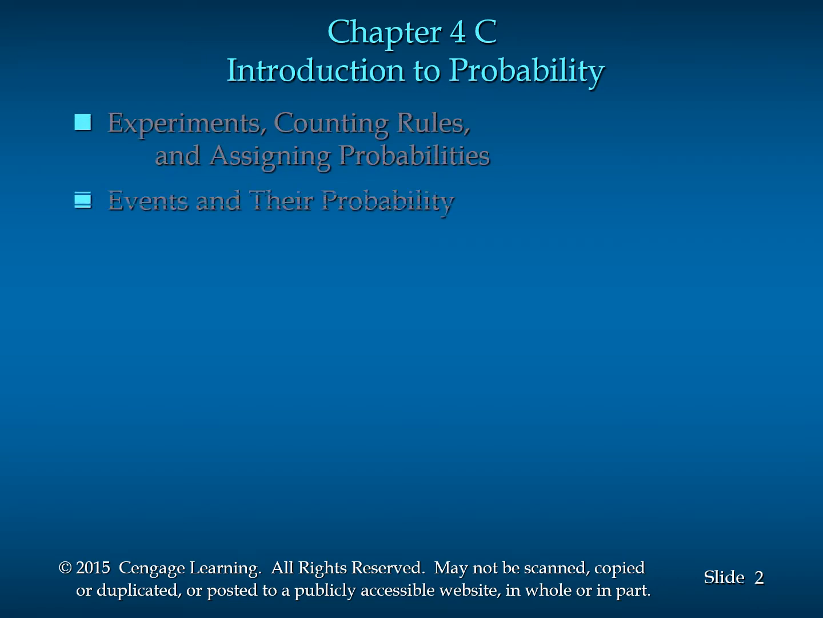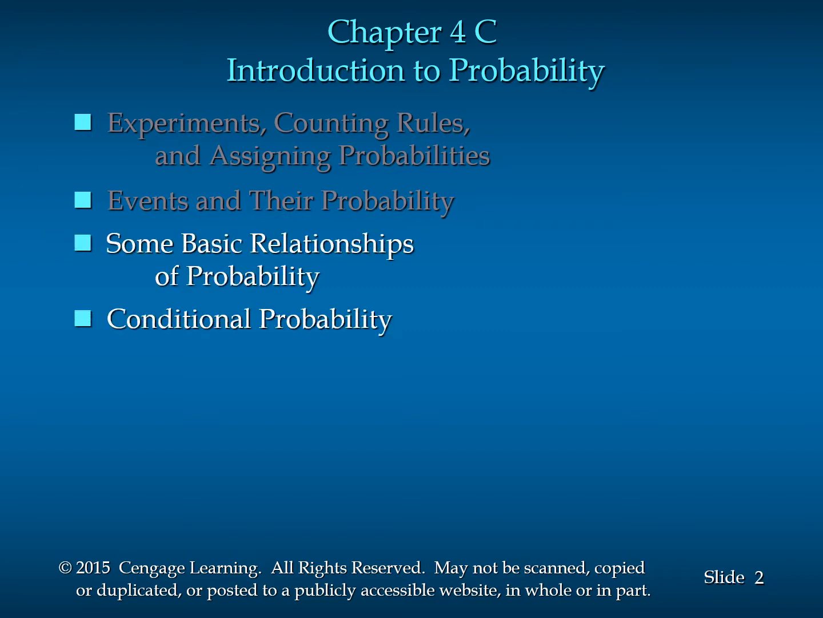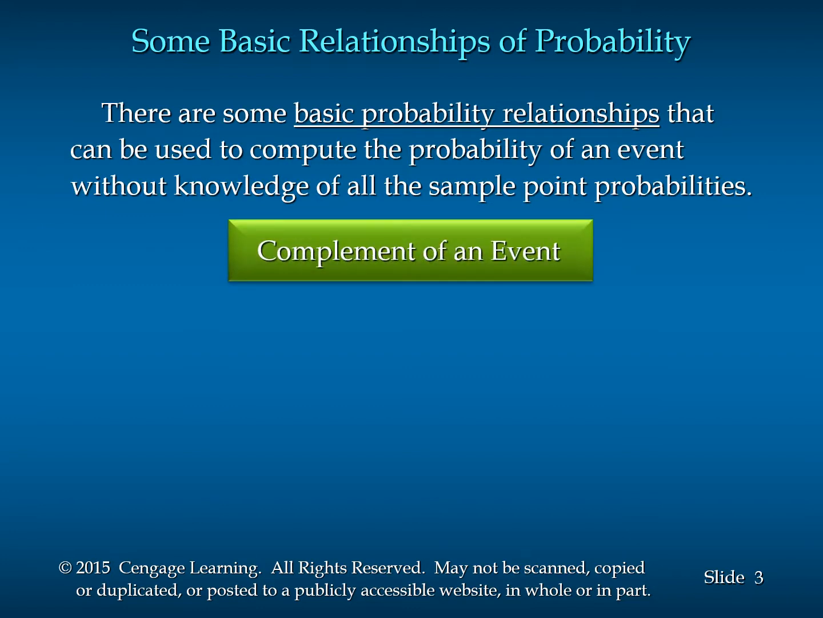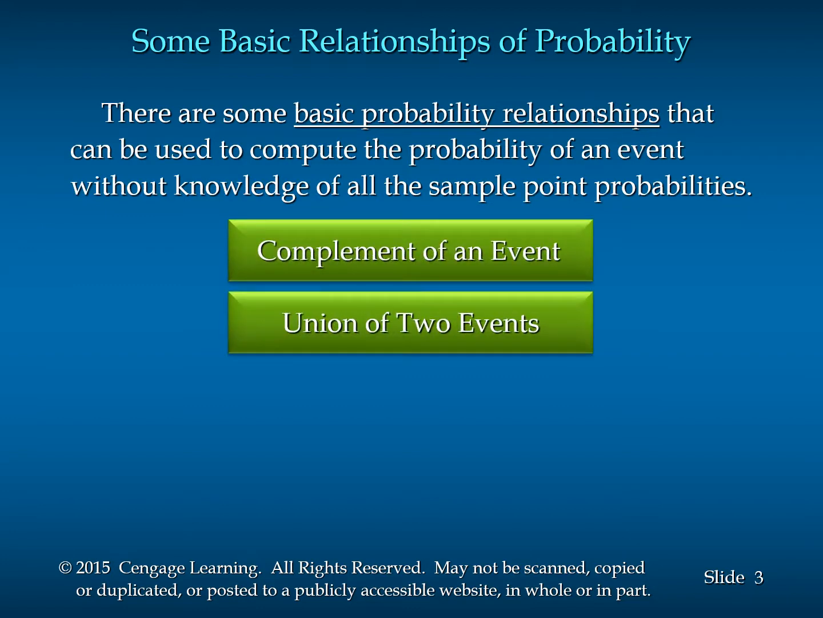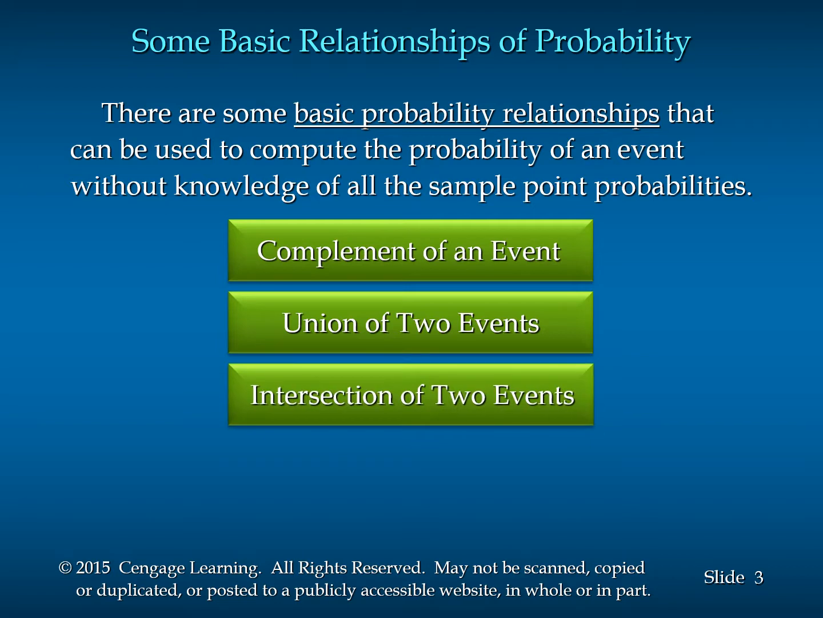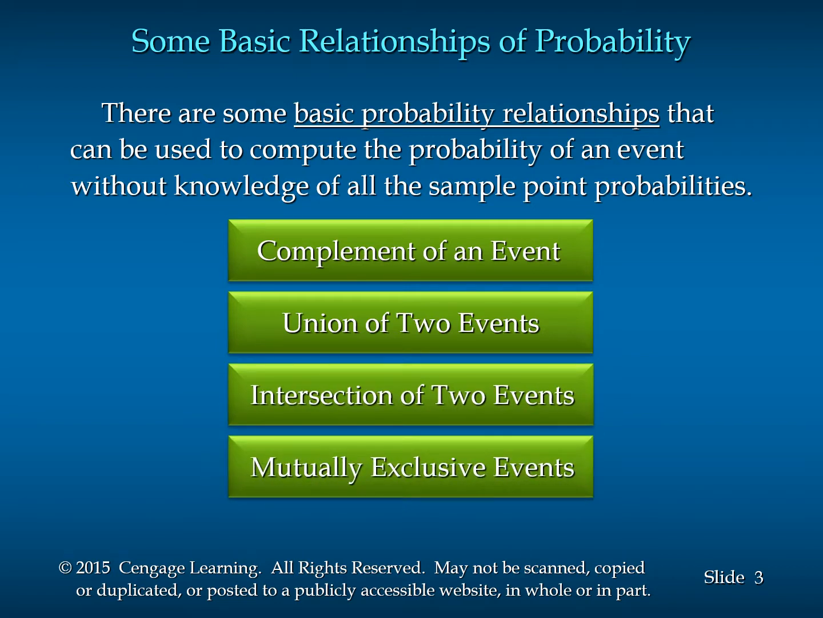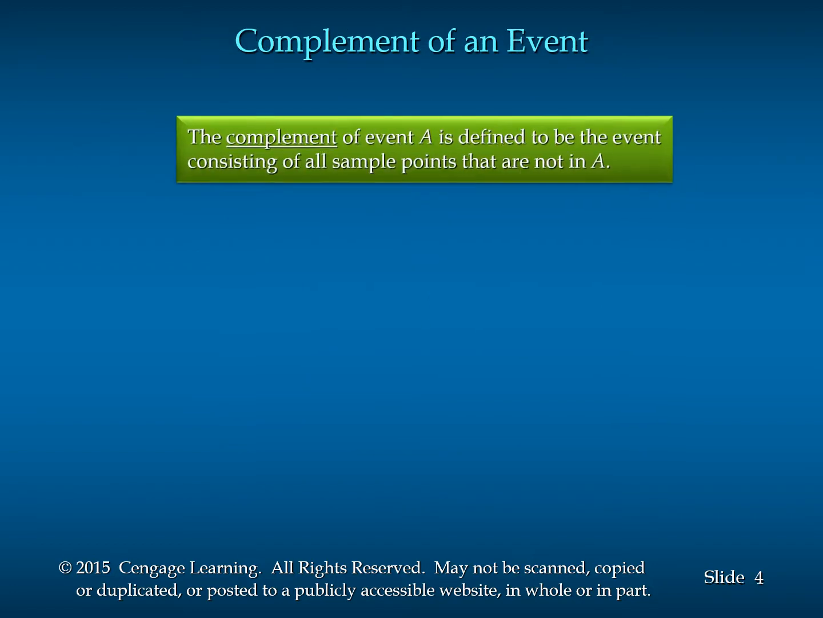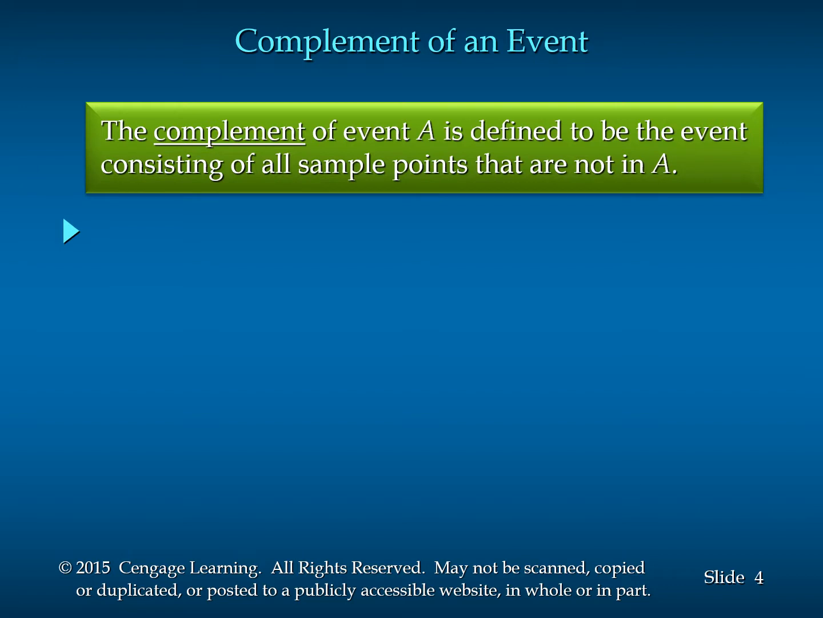In this final lecture from Chapter 4, we'll give the basic relationships for probability. We will learn about the complement, the union, the intersection, and mutually exclusive events. In addition, we will learn about conditional probabilities. For each of these, we can use a Venn diagram as a simple description.